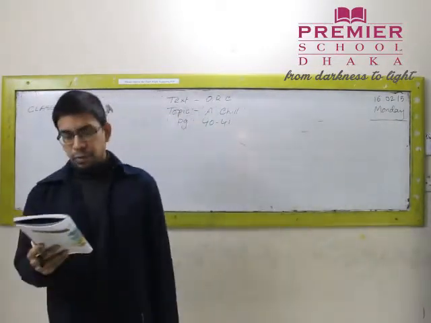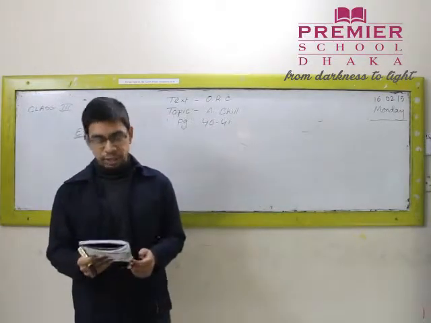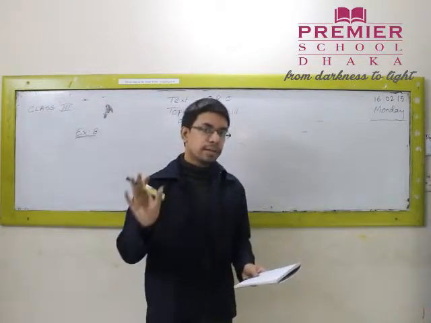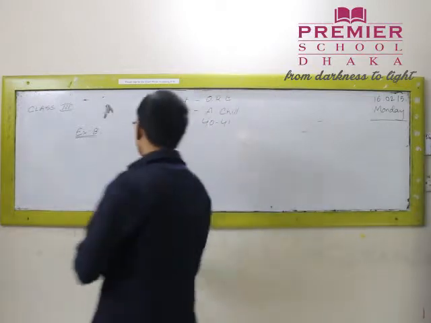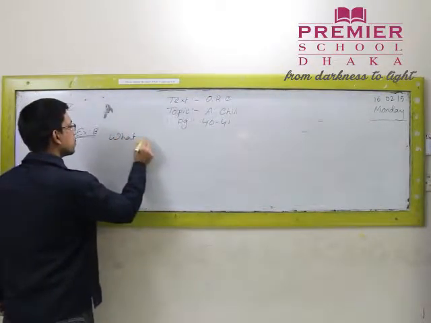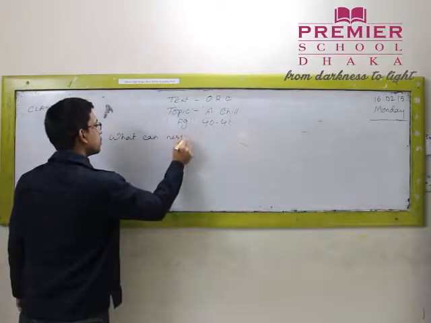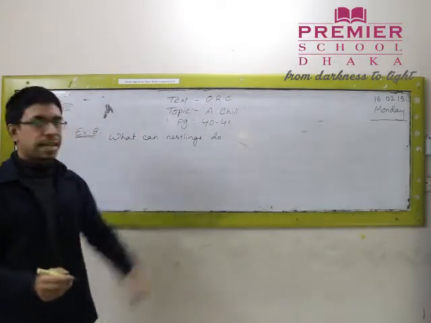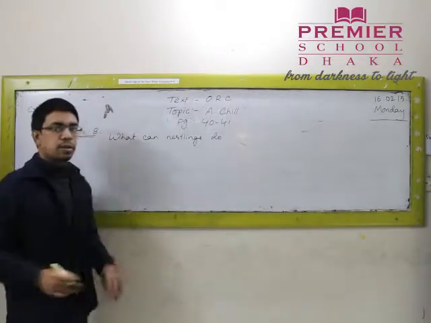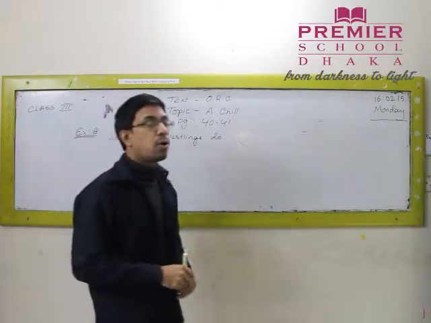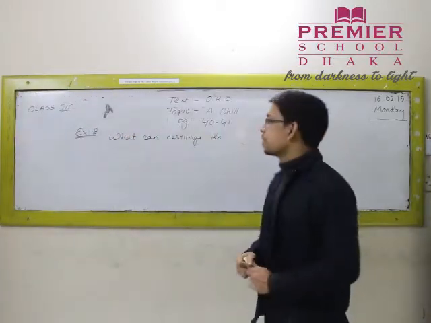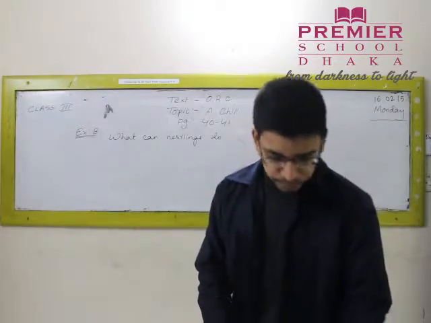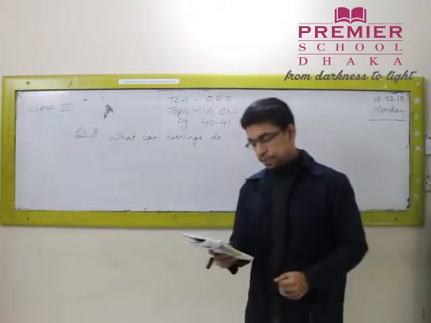Here it says, read the lines from the poem, then answer the questions. The line is, "What can nestlings do?" That's the only line. Let's write it down. A dot, dot, dot has been given. That means it's just a piece of the line, not the entire stanza or the entire sentence. We know where this line has been taken from.